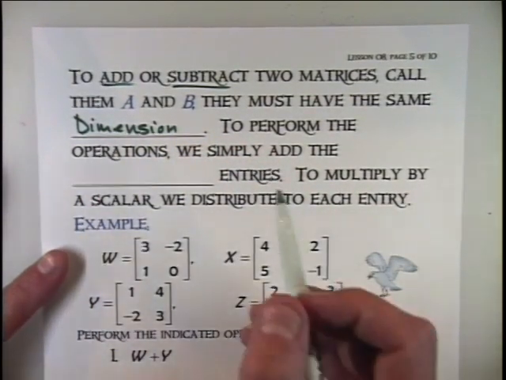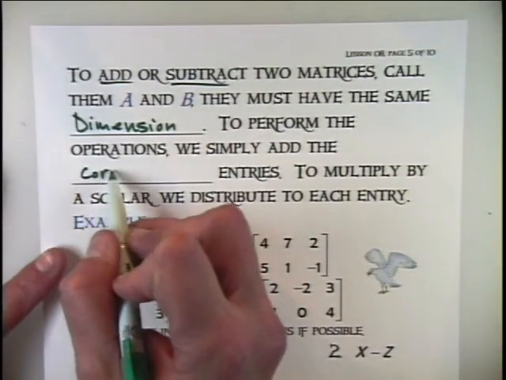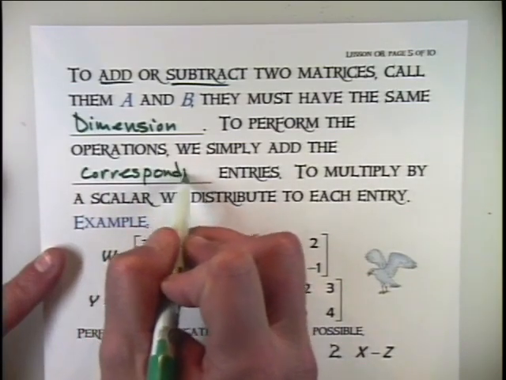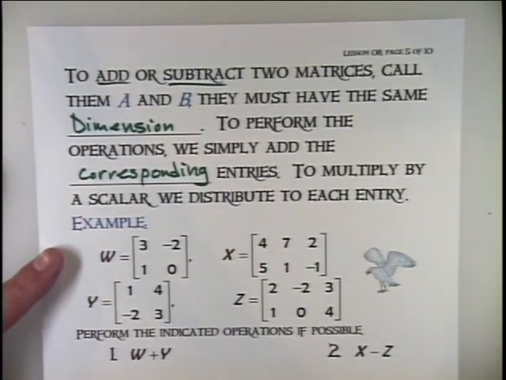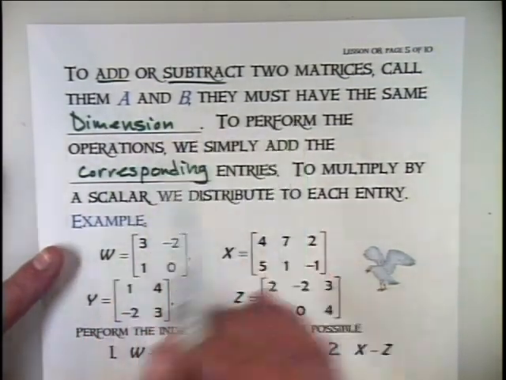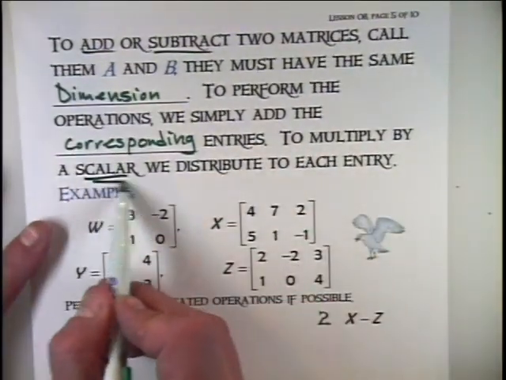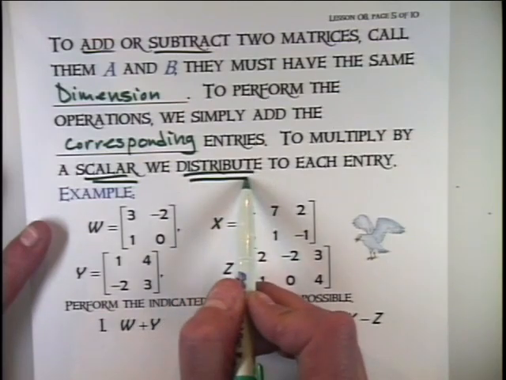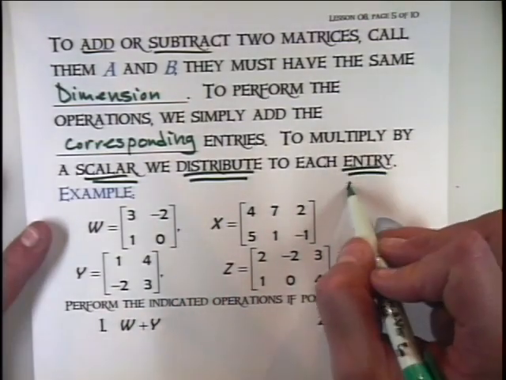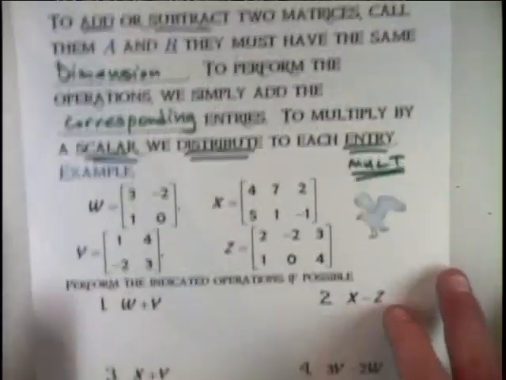And the reason that is because to perform the addition or subtraction, we simply add the corresponding entries. And if they're not the same dimension, then we're not going to have a one-to-one correspondence from a row-column position to a row-column position. There's going to be a dimensional mismatch. So they have to be the exact same size, and we'll add and subtract the corresponding entries. Now, to multiply by a scalar multiple, all we have to do is distribute that number to each entry through the operation of multiplication, just like we would with numbers. So let's put this to the test.